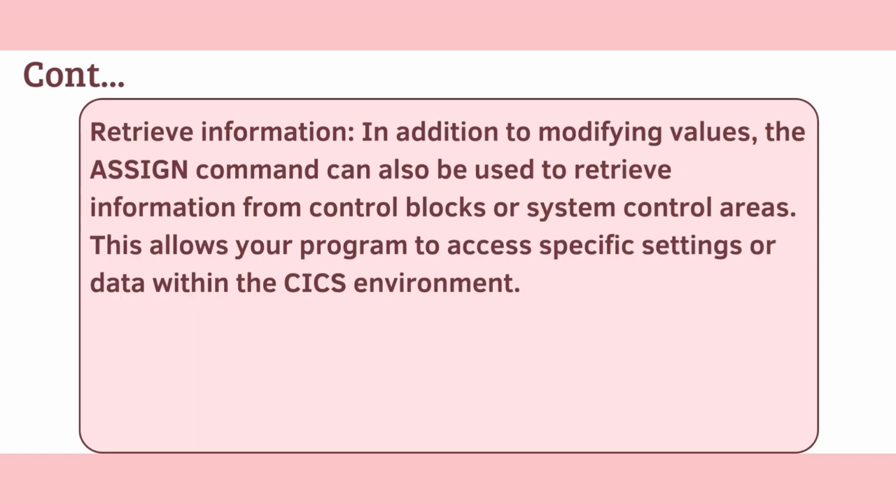Next is retrieve information. In addition to modifying values, the ASSIGN command can also be used to retrieve information from control blocks or system control areas. This allows your program to access specific settings or data within the CICS environment. The specific usage and available options of the ASSIGN command depend on the specific control area or control block being modified. The command parameters specify the target control area and the values to assign or retrieve.